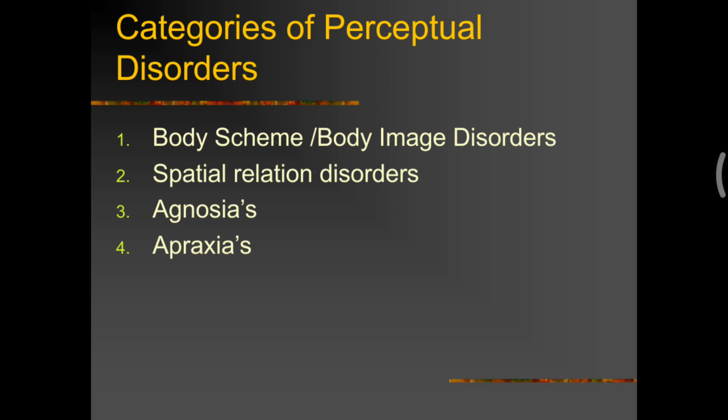Finally, the last type of perceptual disorder is apraxia. Now, praxis is the ability to perform a coordinated movement, and apraxia refers to the inability to perform coordinated movements despite not having any problem with the movement. So that's apraxia. To summarize, we have four categories of perceptual disorders. They are body scheme and body image disorders, spatial relation disorders, agnosias and apraxias.